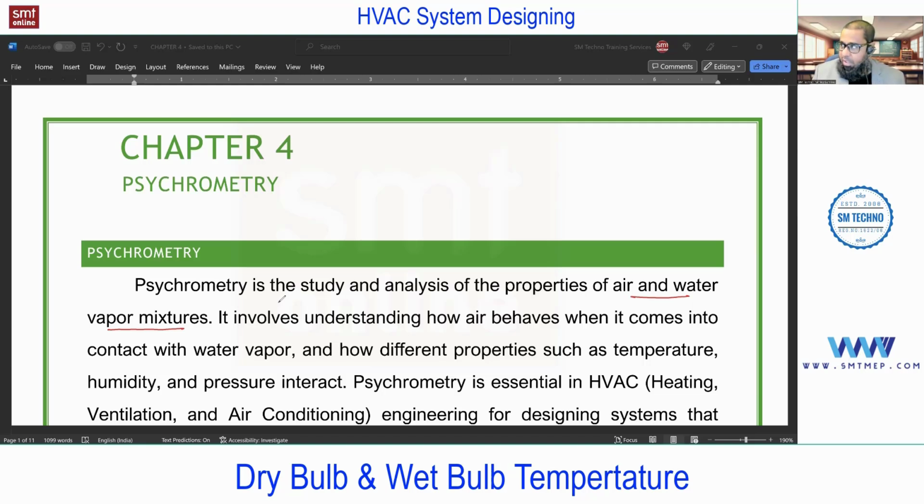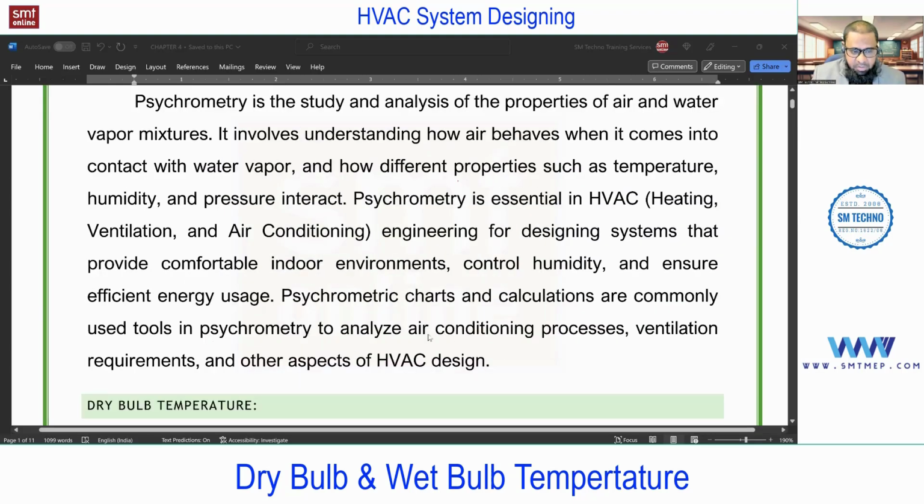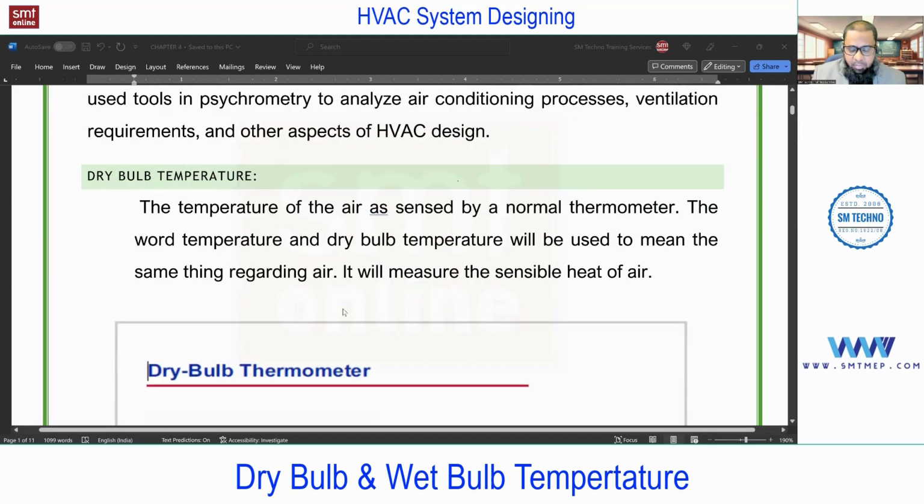So in this chapter 4, I'm going to explain the properties of air and the psychrometric chart, manual and software. So let me proceed. I explain the same theory here. There are different properties of air. First, we'll start with the dry bulb temperature. If you talk about the list, first is the dry bulb temperature.